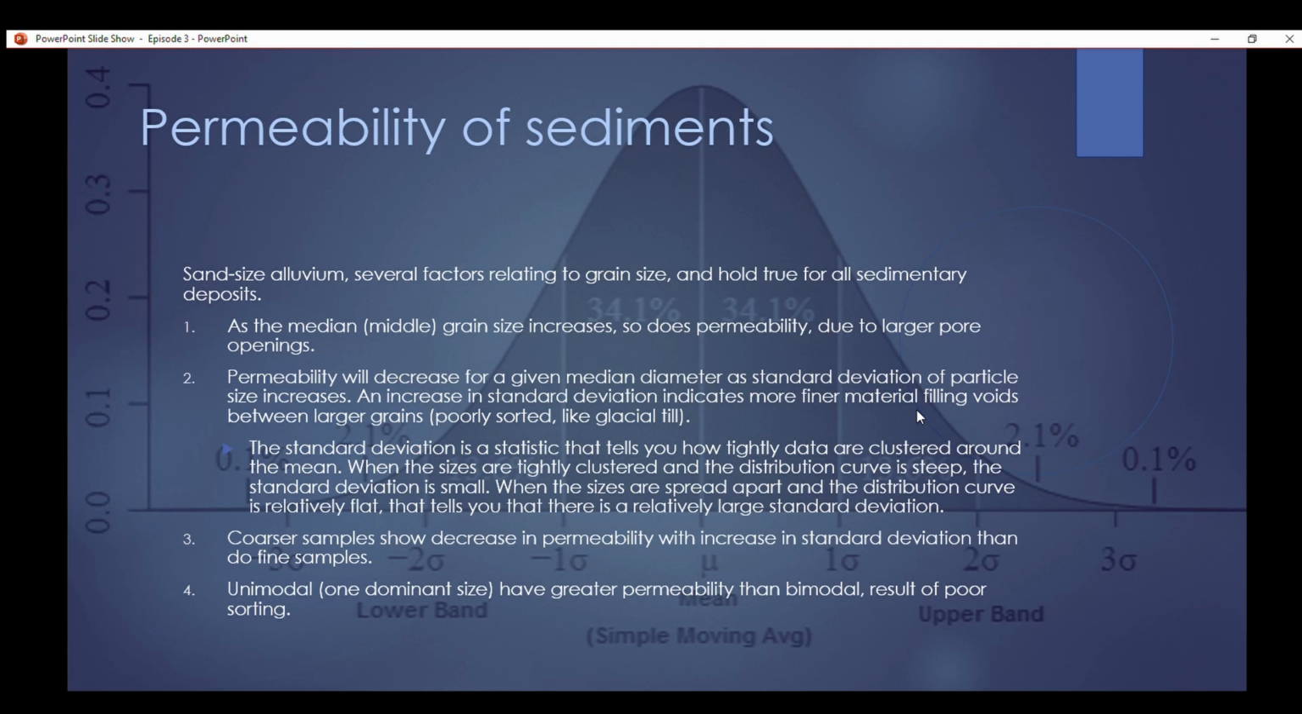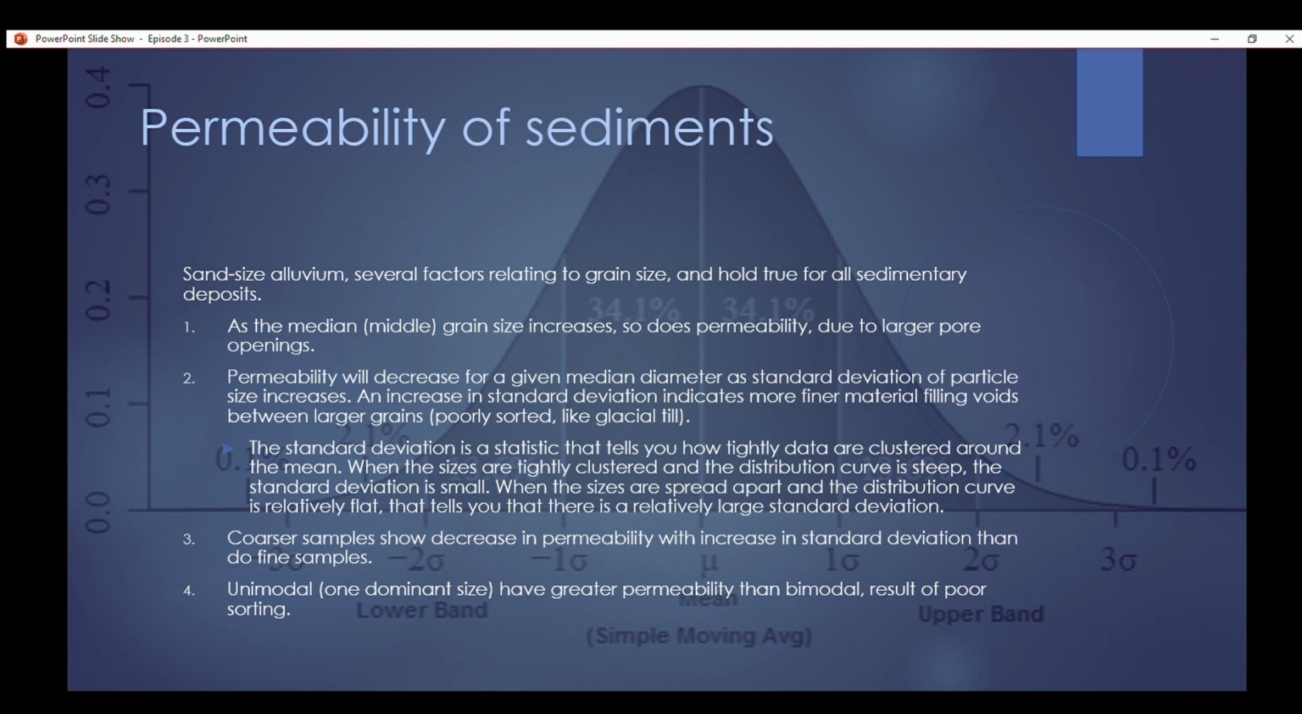When the sizes are spread apart and the distribution curve is relatively flat, that tells you that there's a relatively large standard deviation. Coarser samples show a decrease in permeability with an increase in standard deviation than the fine samples, because that's glacial till. As you start adding the clays and the silts into, say, a gravel, which would be glacial till, you start having a decrease in permeability.